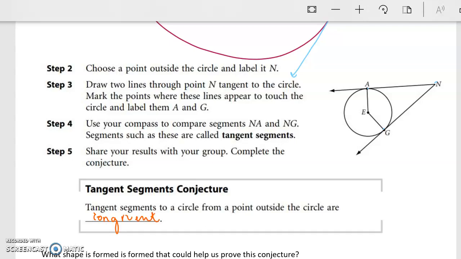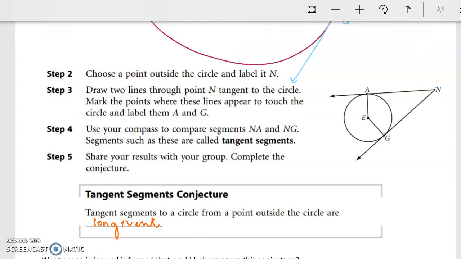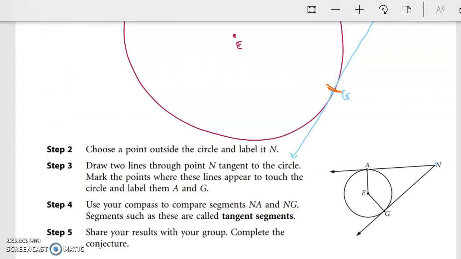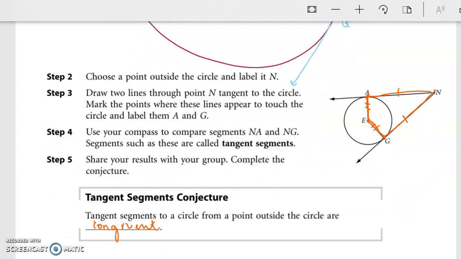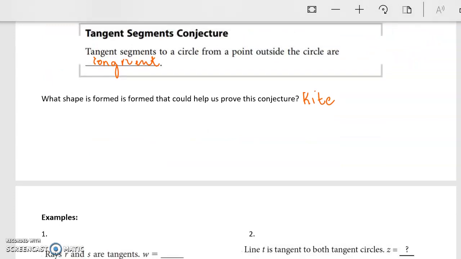And then the question is, what shape is formed that could help us prove this conjecture? So this picture here will help you, but we could also go back to our own. If we know this segment is congruent to this segment, here are points A and G, our points of tangency, and we have radius AE and radius EG, we know that radii are also congruent. So guess what shape we have here? We have a kite. And so a kite can actually help us prove this using one of our triangle congruence shortcuts.